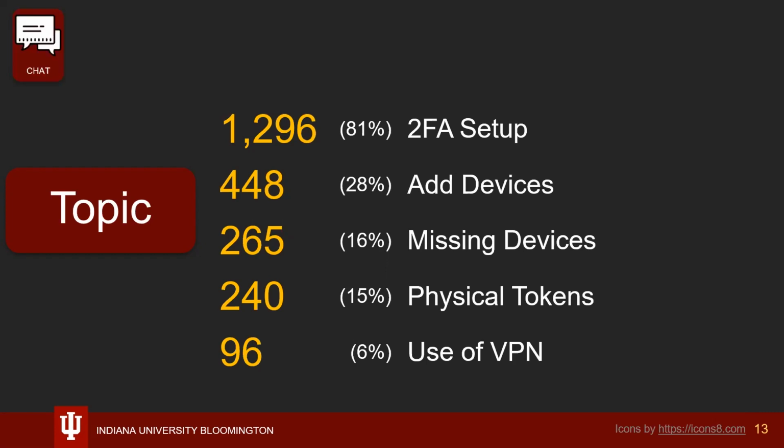We found that 81% of conversations were specifically in regards to questions about setting up two-factor authentication for an account. 28% asked about adding a device in the setup process or adding a new device afterwards. 16% asked questions about what to do and how they could authenticate when their device was missing, such as if they had left their phone at home or had bought a new phone and the old one was no longer in their possession. 15% of discussions asked about the use and availability of physical tokens for access, while 6% asked about the steps required to authenticate with remote access through VPN.